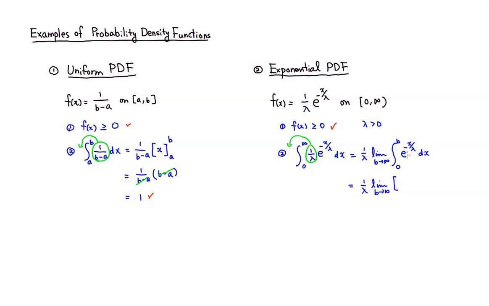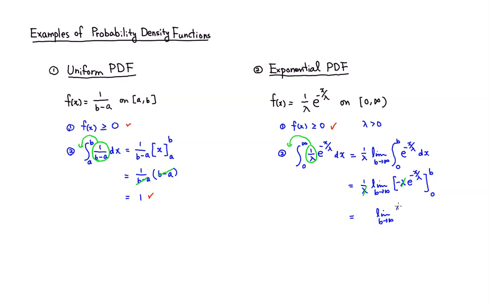The antiderivative of e to the negative x over lambda would be e to the negative x over lambda, divided by negative 1 over lambda, which is multiplied by negative lambda. Then you're going from 0 to b. You still have 1 over lambda and the limit as b approaches infinity. Before we plug in, I'm going to do a simplification. Since there's a constant lambda here and a lambda on the bottom, I'm going to go ahead and cancel it out. That way it's nice and simple.